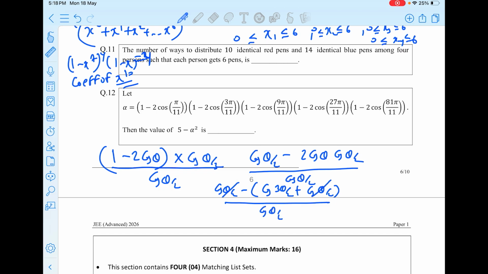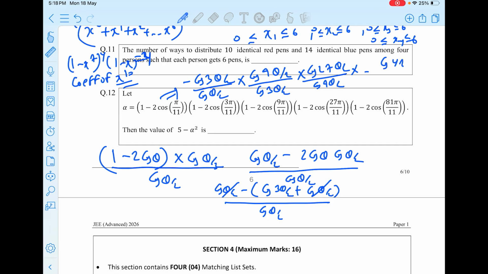So that means this quantity 1 minus 2 cos theta is minus cos 3 theta by 2 by cos theta by 2. So what will be the other quantity? In place of theta, 3 theta by 2. So cos 9 theta by 2 by cos 3 theta by 2, into cos 27 theta by 2 by cos 9 theta by 2, and so on, at last cos 243 theta by 2 by cos 81 theta by 2. So how will terms get cancelled? All these terms will get cancelled. So I'll get minus cos 243 theta by 2 by cos theta by 2.